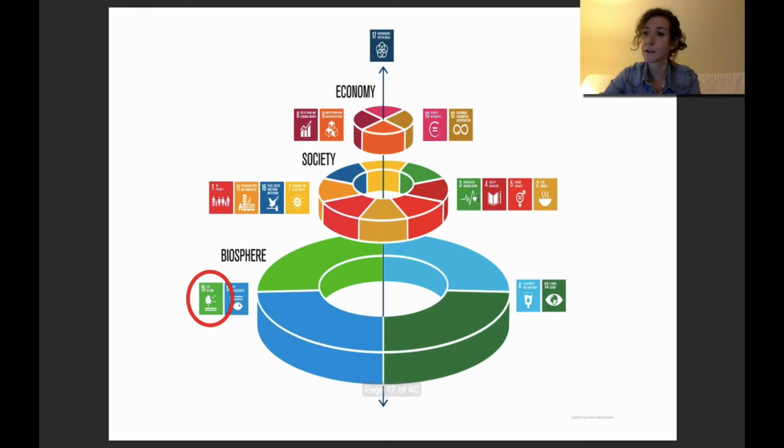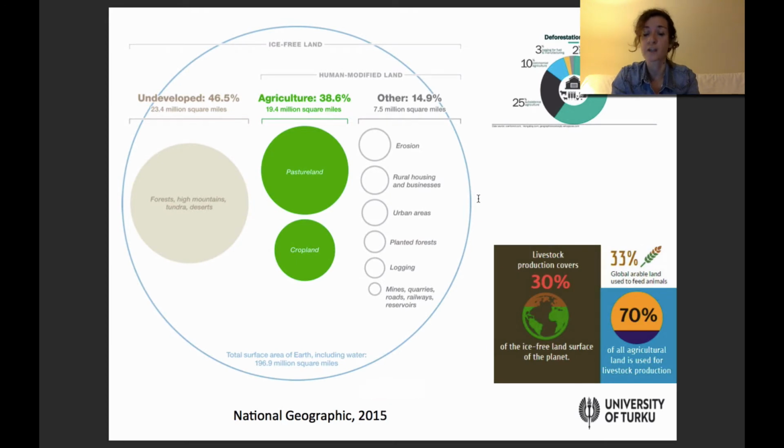And then if we move to SDG number 15, life on land. Well, this type of goal is very strictly connected with food and food production. In this slide, I have summarized some statistics from different studies, and you can see the impact of agriculture on the available agricultural land. There is 38% of land that is dedicated to agriculture, either as pasture or as cropland. And if we look specifically at the impact of livestock, we see that it's really consistent, because livestock production covers about 30% of the ice-free land surface of the planet.